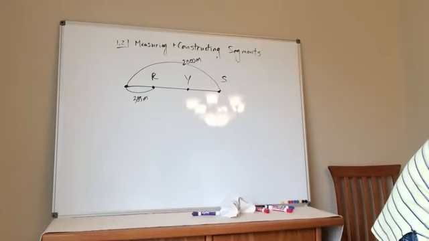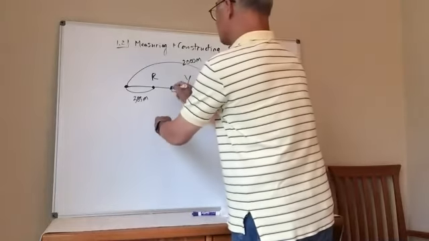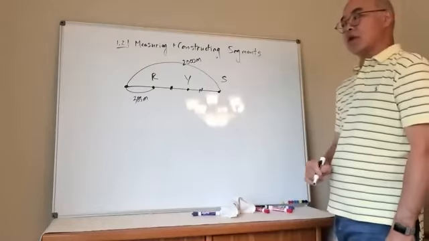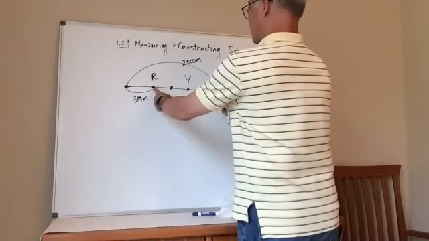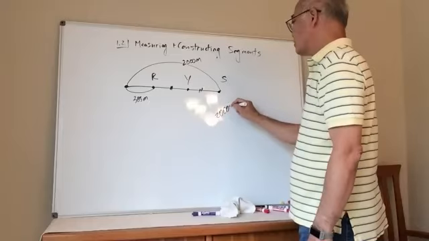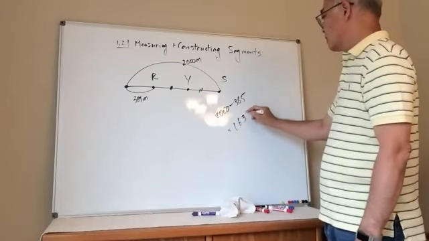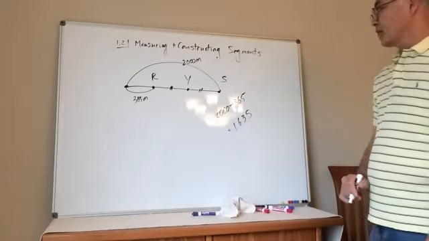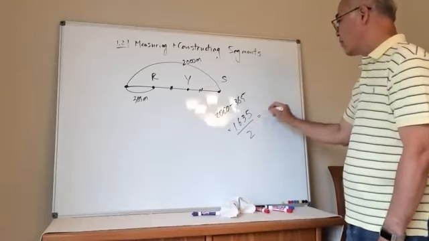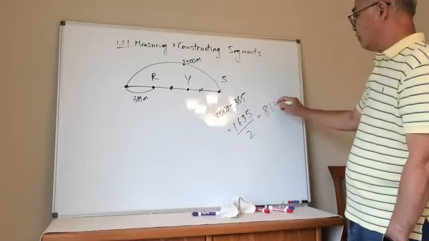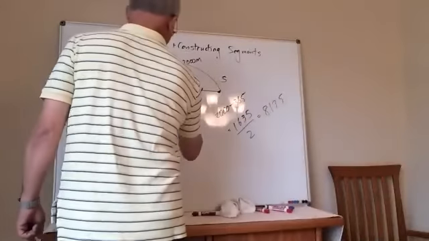And the first aid station is located at the midpoint. So in between these two, this distance and this distance are the same. So the distance between these two is 2,000 minus 365, and the first aid station is in the middle of that. If I divide that by 2, I get 817.5.